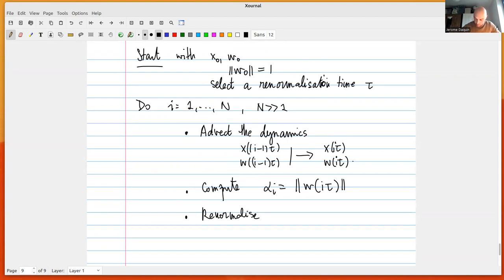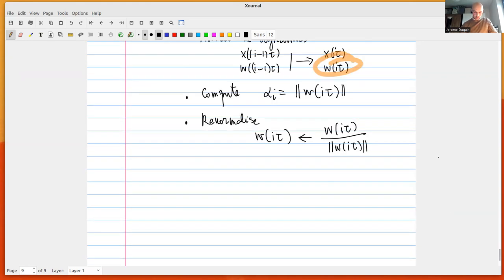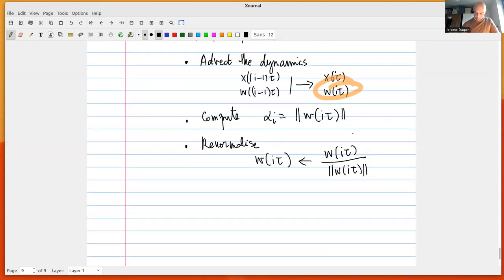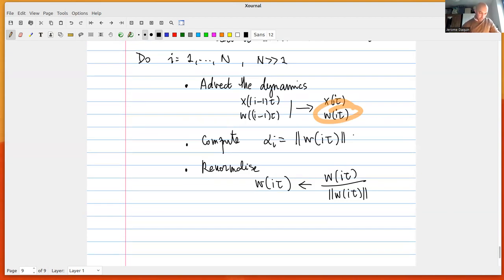I renormalize this tangent vector before it goes too large. So I renormalize w_i(τ): I change w_i(τ) to w_i(τ) over the norm of w_i(τ). Okay, so in this sense, I avoid large numbers.